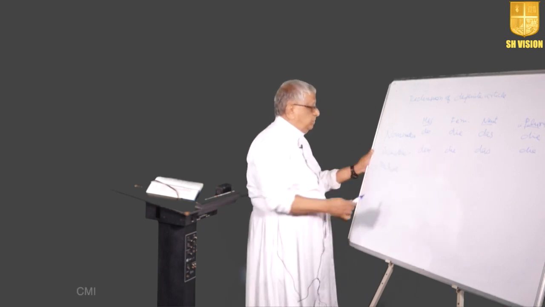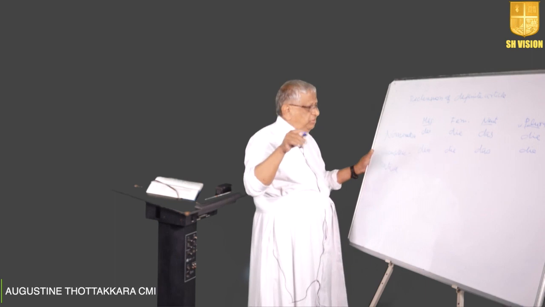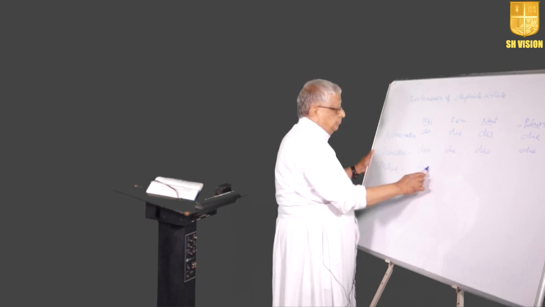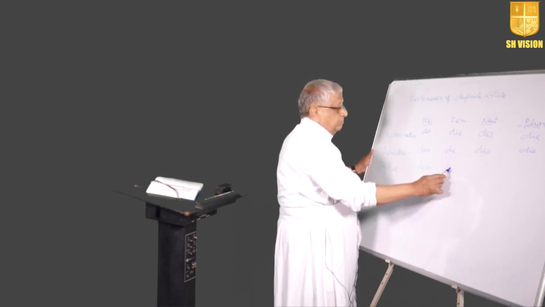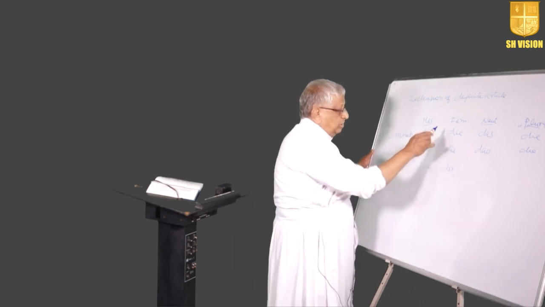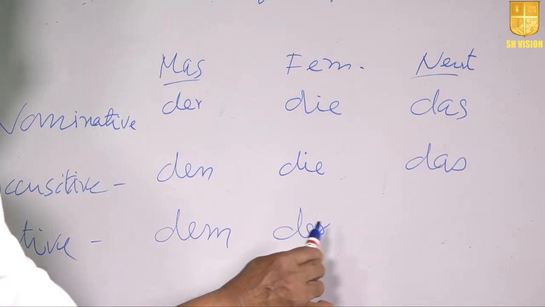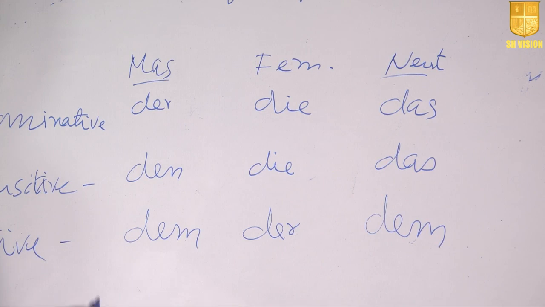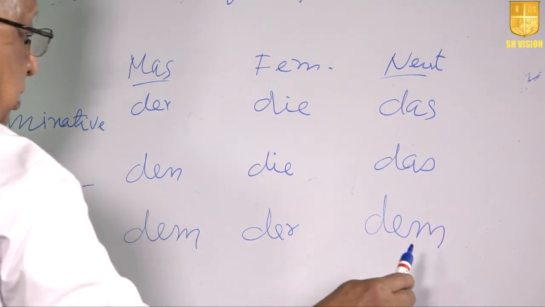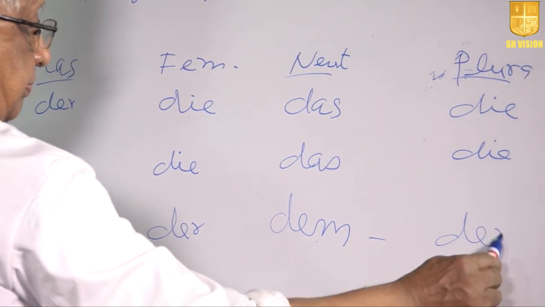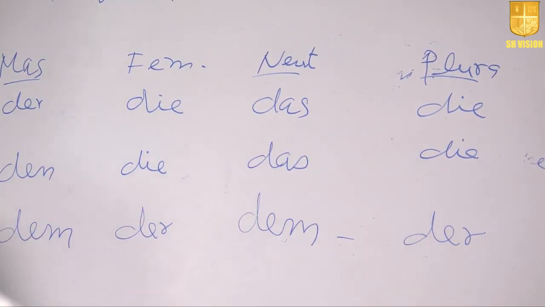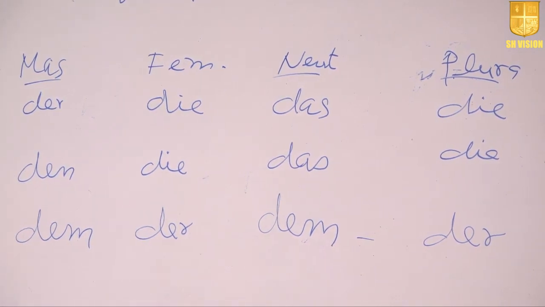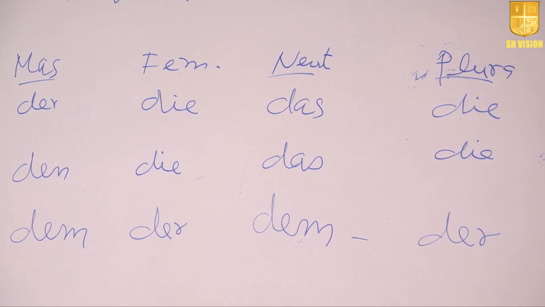Dative case. The dative case, as I said, expresses the meaning to somebody, in favor of somebody, etc. Dem is masculine, but for feminine, dative is der. Neuter is also dem, like masculine. Plural is der, isn't it?